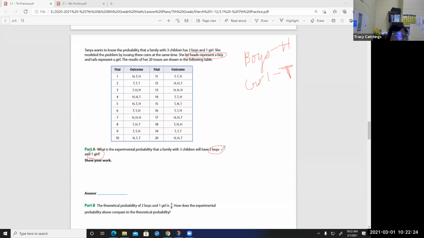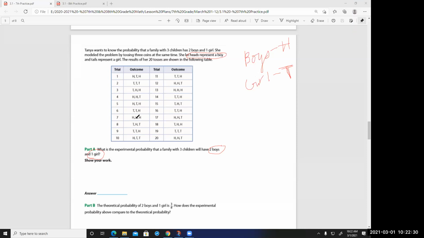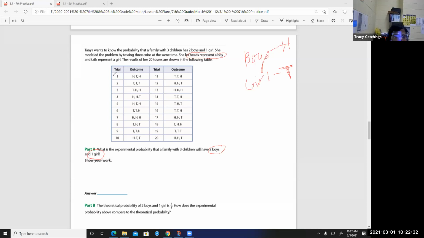They got 3 H's. We need 2 H's and 1 T. Trial 4, they got 3 H's. That means they don't have a girl. Try 1, 3. Try 4. Try 12. Trial 17. Try Trial 20. 18. All right, any others? 2 H's, 1 T. That's all of them.